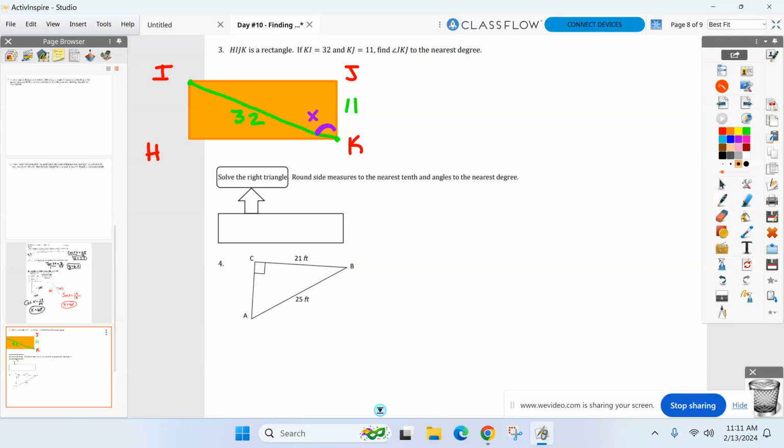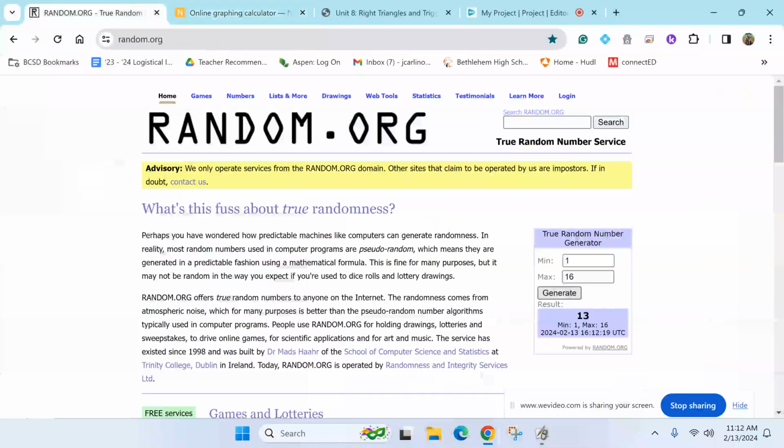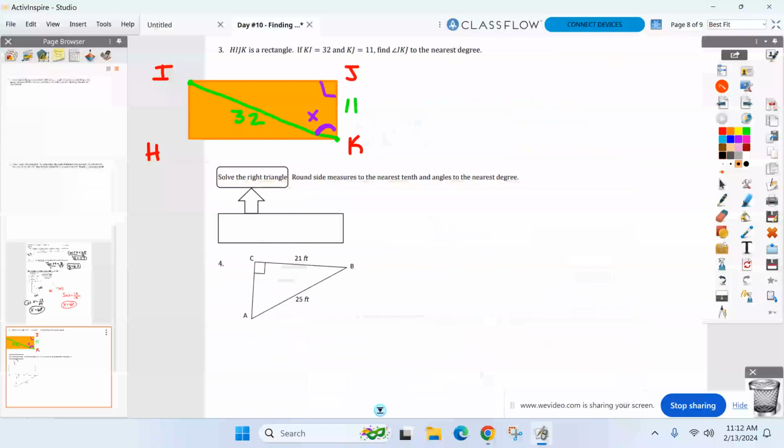I'm waiting for somebody to argue with me. Thank you. It is a right triangle. Why? It's a rectangle. Rectangles have right angles. I was waiting for somebody. Come on. It's all right. We can get after it with each other. Yep, it's a right triangle because rectangles have right angles. What's the 32 and the 11 now that we do have a right triangle? What do we have for the 32? Yes, and how about the 11? All right, it's cosine time.